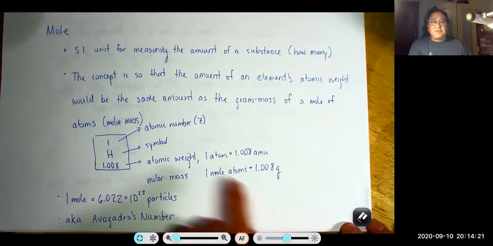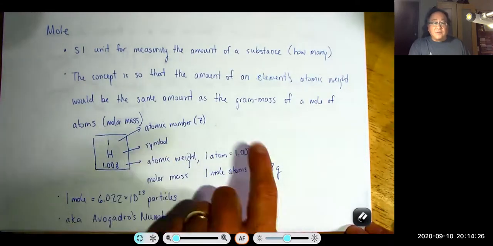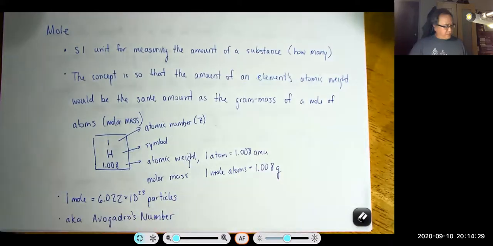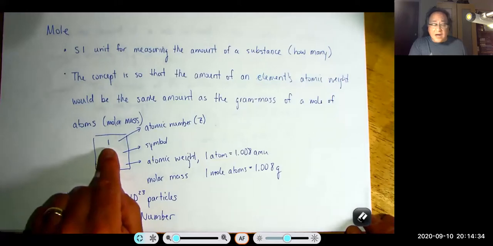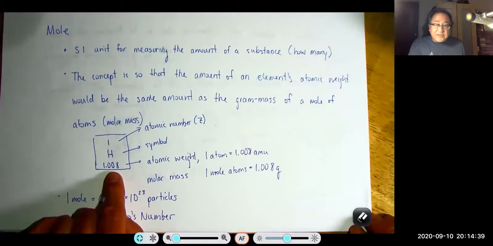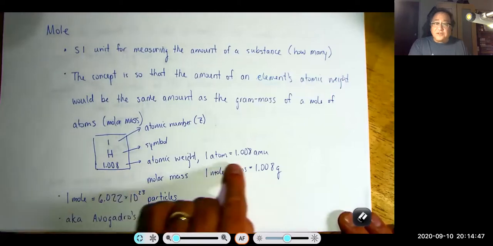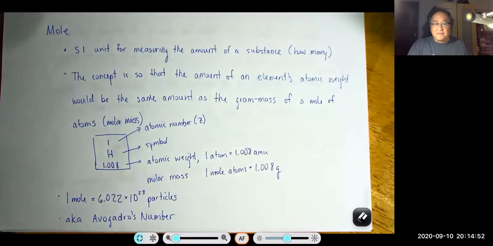So the concept is that an element's atomic weight is the same number as the gram mass of a mole of atoms. So what does that mean? Well, here we have this nice periodic table with the atomic number at the top, the symbol in the middle, and the atomic weight at the bottom. So this is how much one average atom of hydrogen weighs. One atom is 1.008 AMUs. Now remember, the AMU is a certain amount of mass in grams, but we use the relative mass. It's kind of convenient, okay?